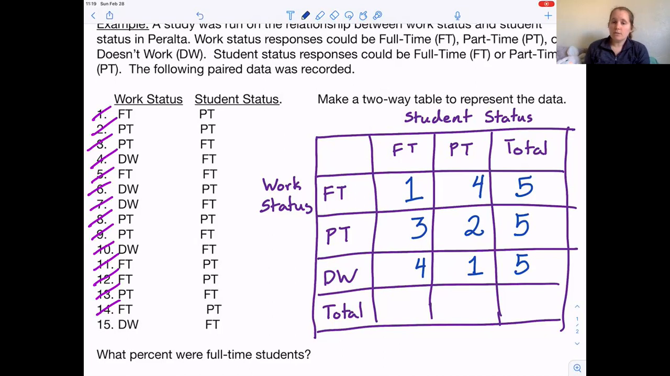Looking at full-time students, that first column, we had 1 full-time worker, 3 part-time workers, and 4 didn't work at all. If we add those up, we have 8 students that were full-time students. Then we have 1 part-time student who worked full-time, 2 that worked part-time, and 1 that didn't work at all. Add those up for a total of 7. And then 8 students plus 7 students from that bottom row is 15, or from that total column, 5 plus 5 plus 5 also gives us 15. So this is how we can create a two-way table based off of the data.